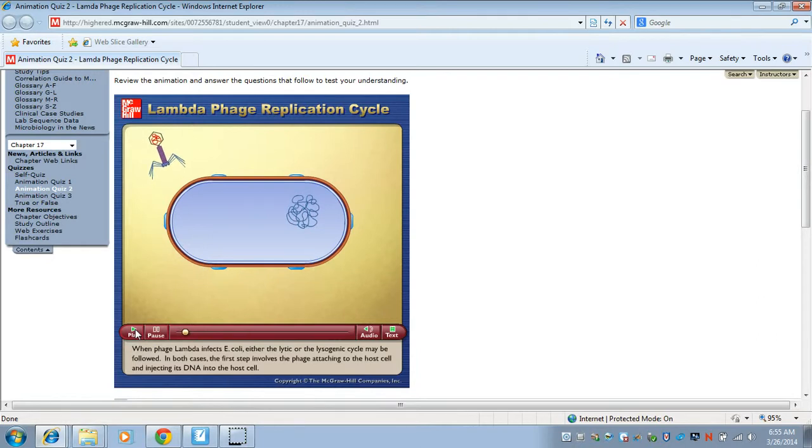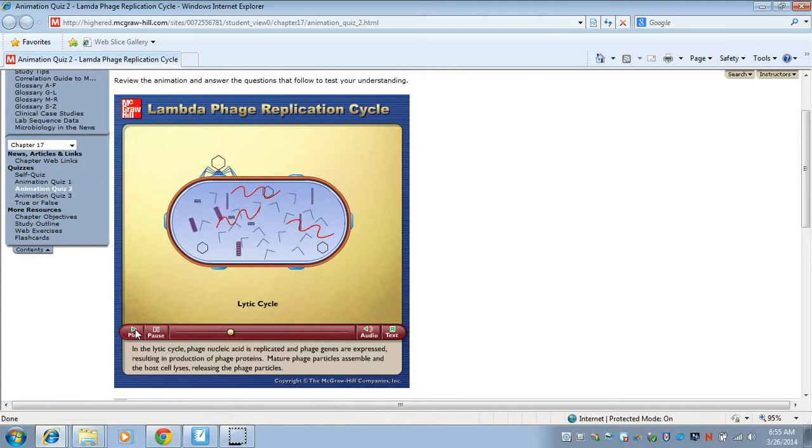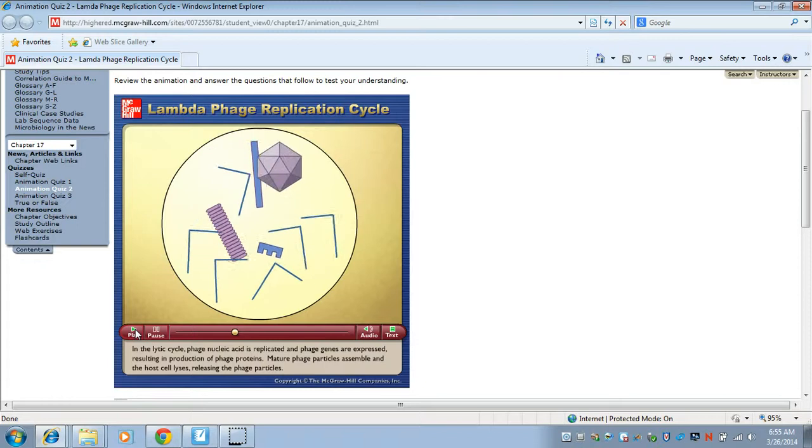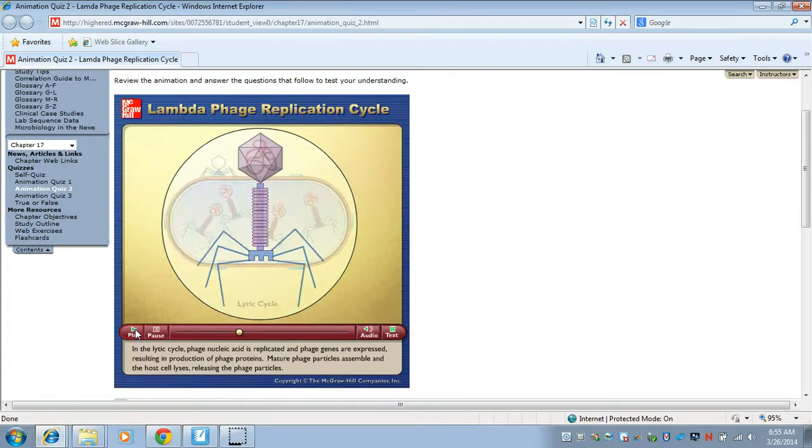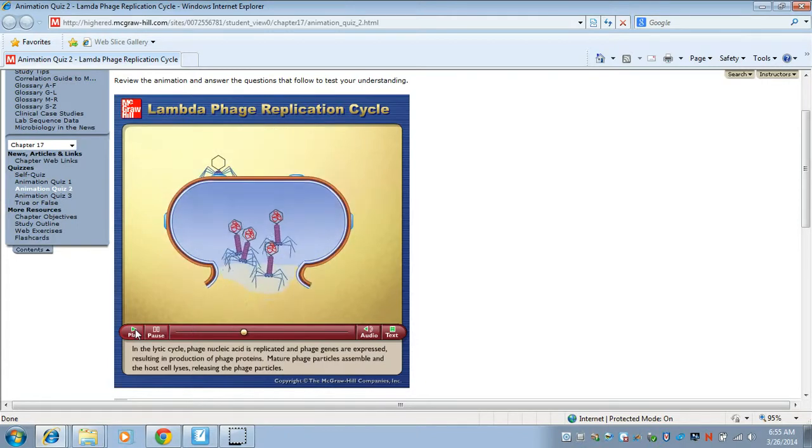Either the lytic or the lysogenic cycle may be followed. In both cases, the first step involves the phage attaching to the host cell and injecting its DNA into the host cell. In the lytic cycle, phage nucleic acid is replicated and phage genes are expressed, resulting in production of phage proteins. Mature phage particles assemble and the host cell lyses, releasing the phage particles.